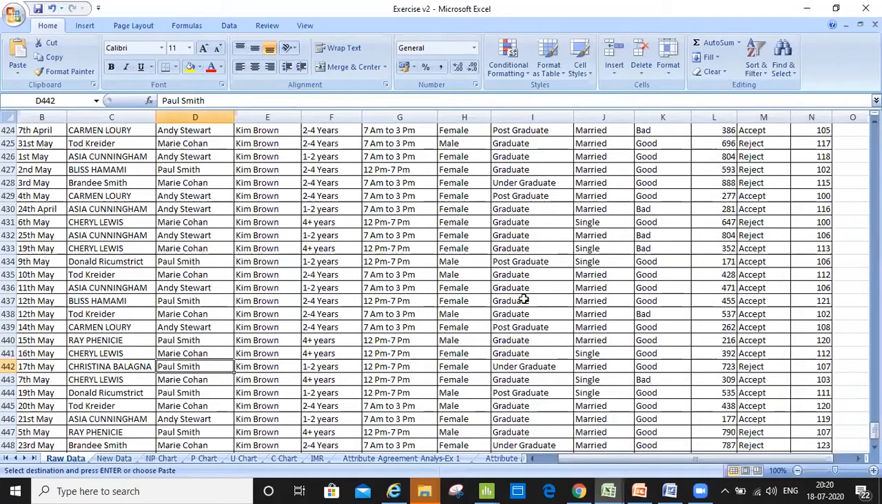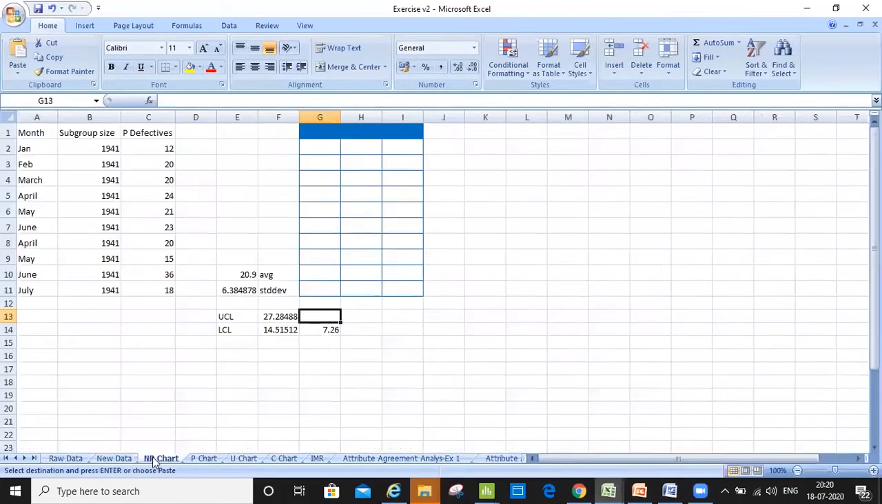So let's start with the NP chart. The NP chart is to be done on defectives. You see here, I have the data over a period of time. I have the subgroup size, which is constant. And I have defectives. So when I have defectives, a constant subgroup size, and data over a period of time, I will use an NP chart.